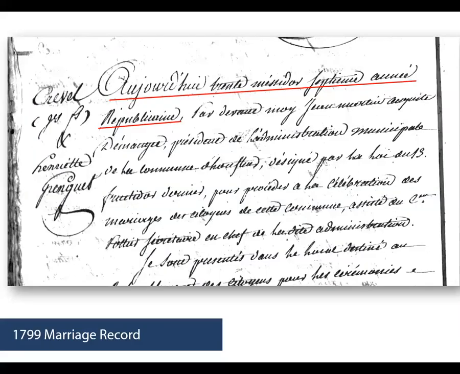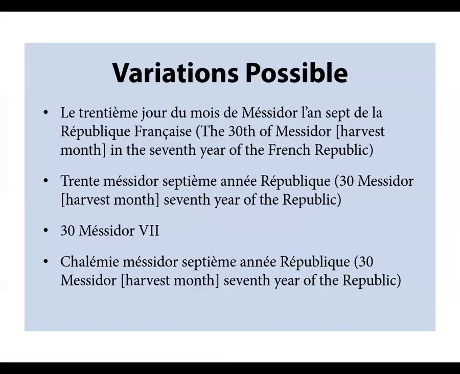Here we have an example of a 1799 marriage record, and it says "Aujourd'hui 30 Messidor, 7e année République." And so we are going to take that, and I'm going to show you all the different ways in which they could have used that date. So there is "le 30e jour," the 30th day of the month of Messidor, in the 7th year of the French Republic.